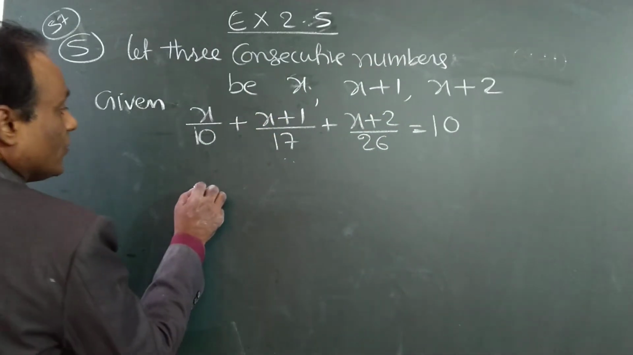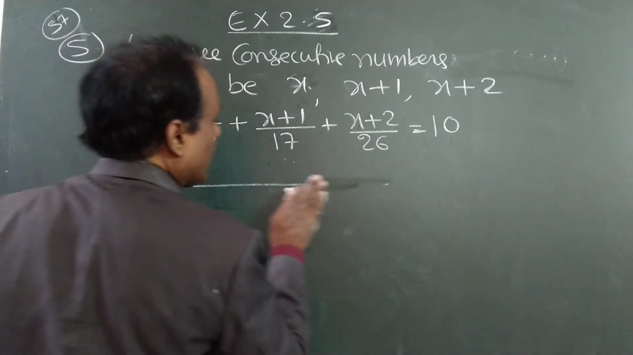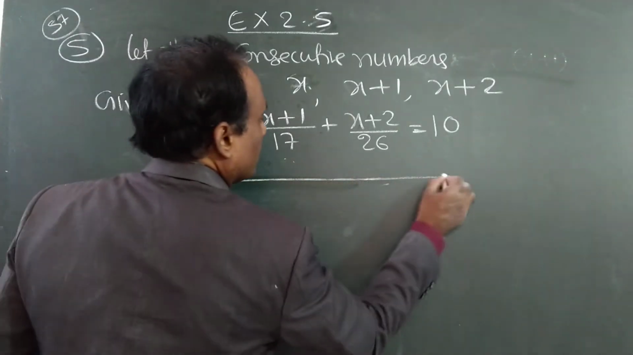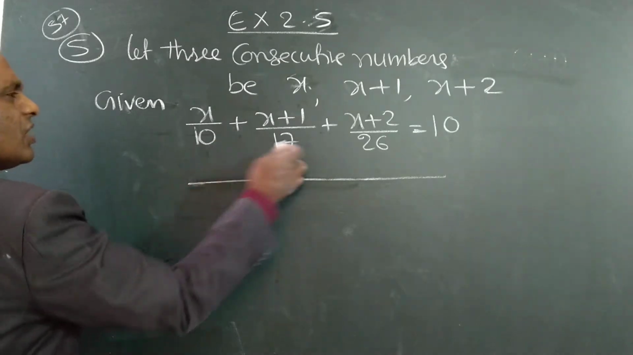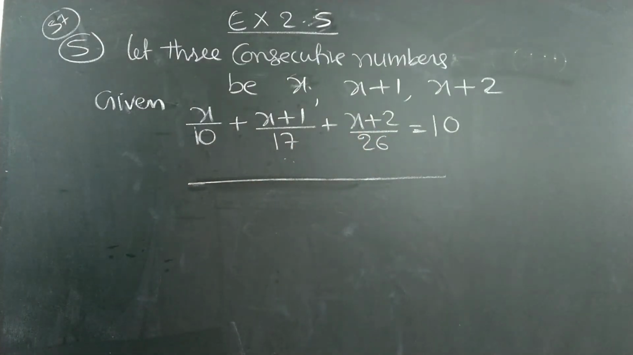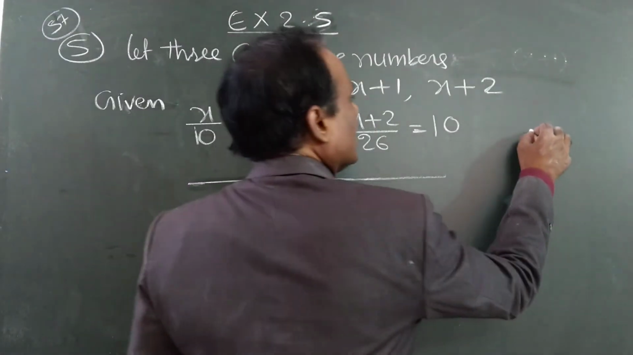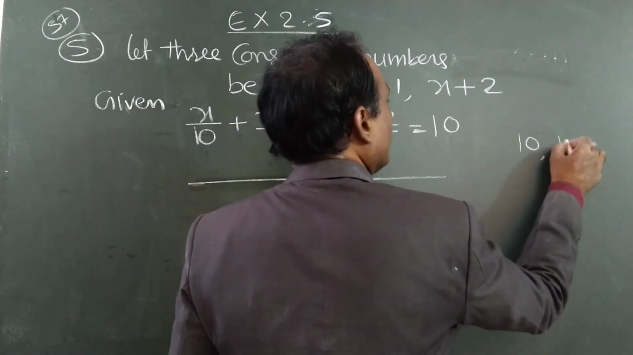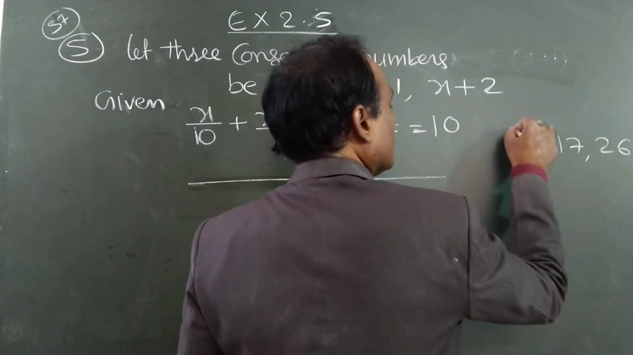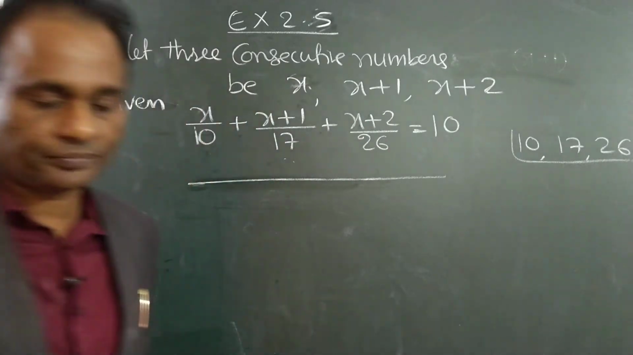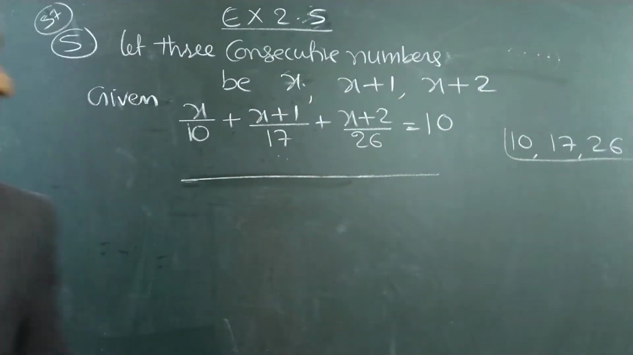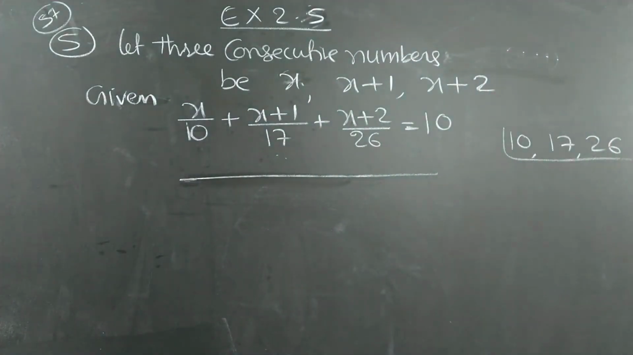For that we have to take the LCM. This LCM is a little bit difficult here because 17 is not having any factor. So take the LCM of 10, 17, 26 and write down the denominator and then write the numerator. Do it.